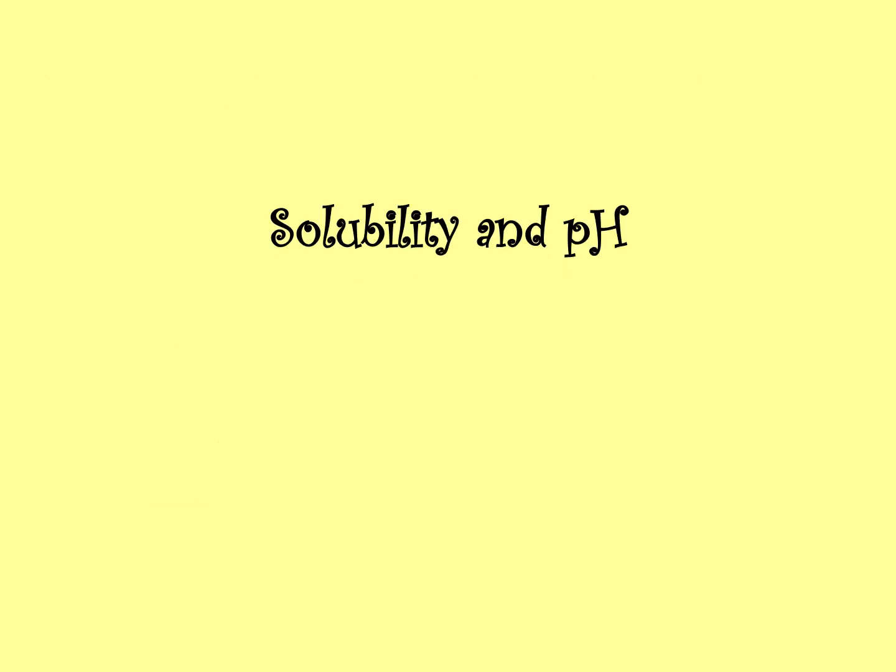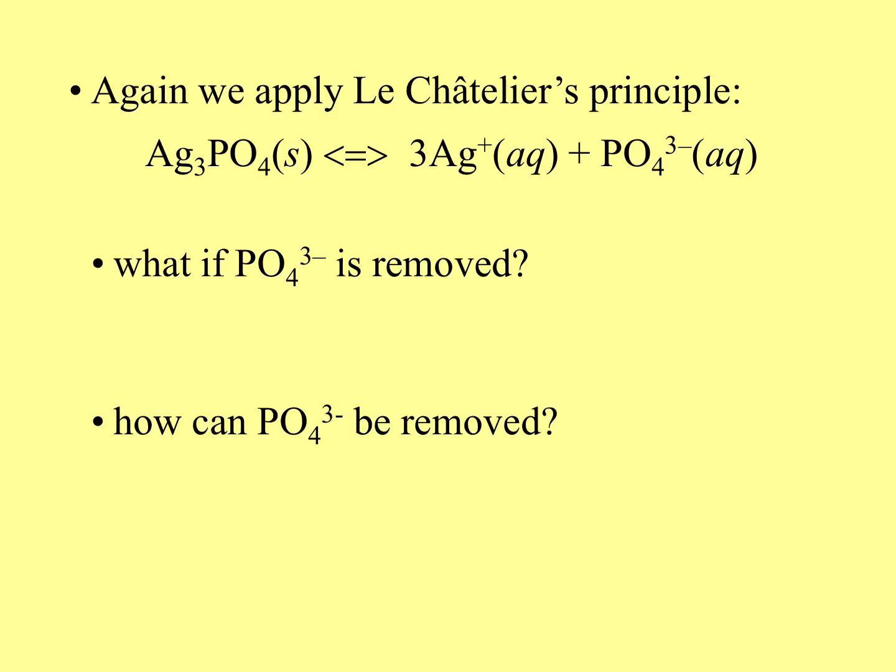Okay, folks, let's bring in your favorite acids and bases. Weak conjugate acids, weak conjugate bases, strong acids, strong bases, that's going to come into play. You can apply Le Chatelier's principle to talk about how changing the pH will affect the solubility of a solid. So let's look at this example. If PO4 3- is removed, we would increase solubility.